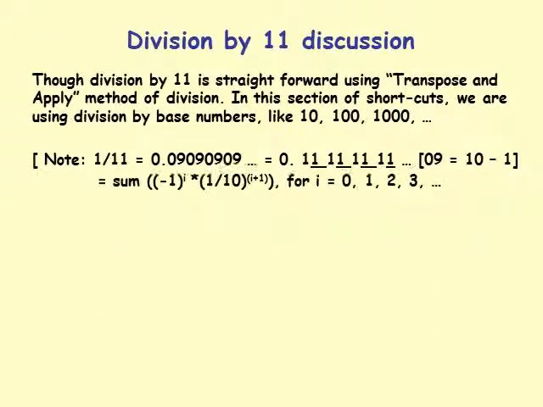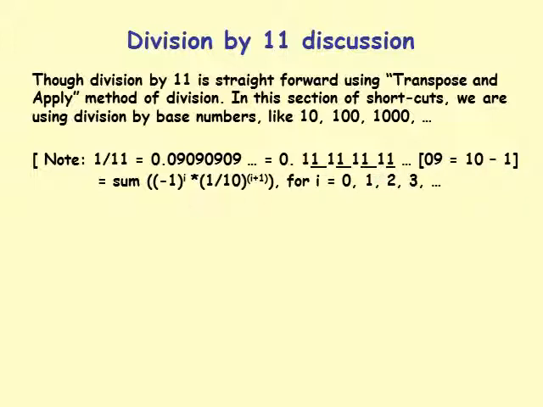Let's continue here. Note 1 over 11 is equal to 0.09090909. So 0.09 is a recurring number for 1 over 11. Also that's equal to 1 and negative 1, 1 and negative 1, and so on, because 0.9 is equal to 10 minus 1.